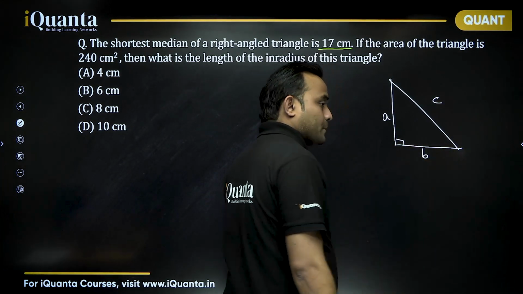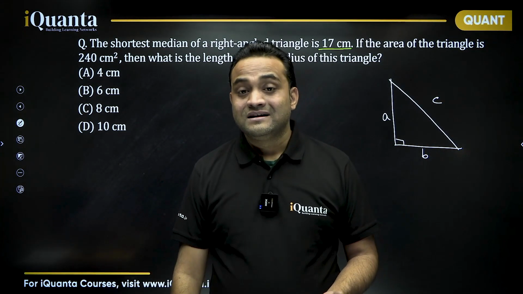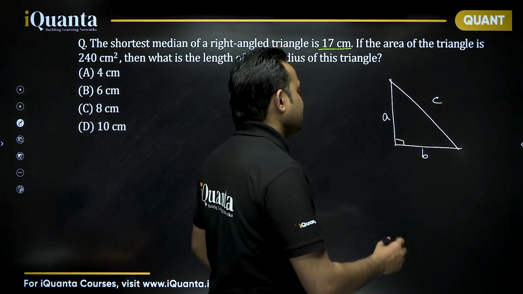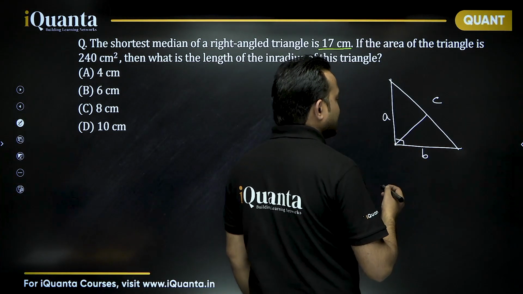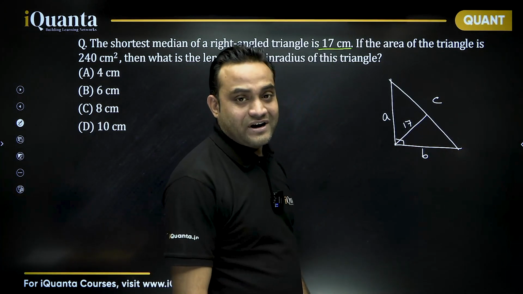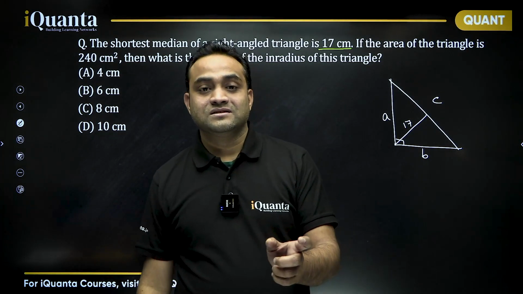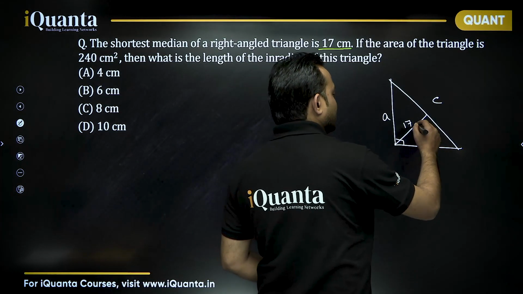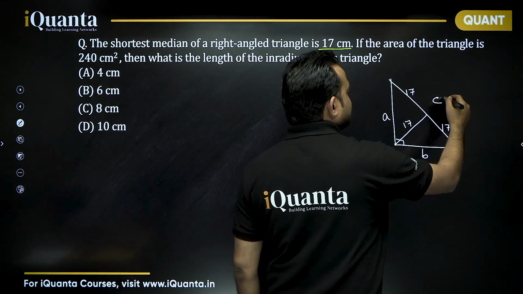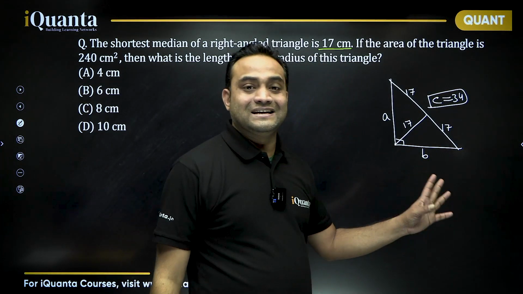Now, in any triangle, the shortest median is drawn on the longest side and the longest median is drawn on the shortest side. So if this is the longest side, the median drawn to it will be shortest, and the length of this is given, which is 17. There is another property in a triangle that a median divides a hypotenuse into two equal lengths. That is also equal to this median. So if this is 17, this length will also be 17, this length will also be 17, C will be equal to 34. So the hypotenuse of this triangle is 34.